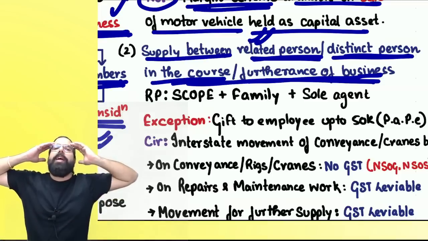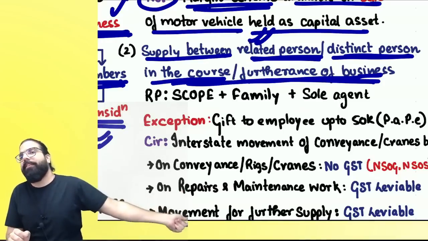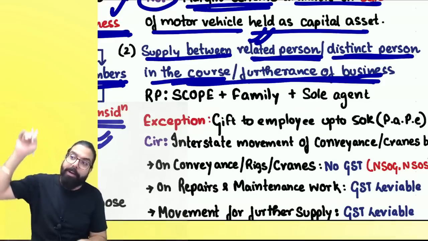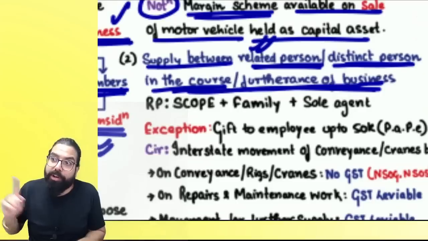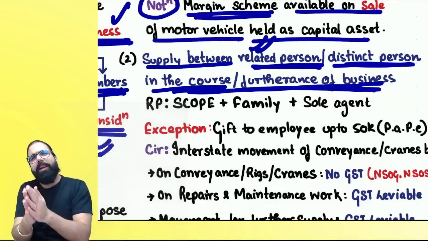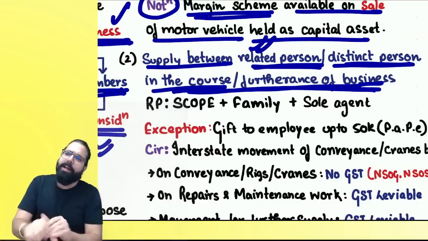People with me, same state, separate registration, distinct person. One state registered, another state registered, distinct person. One state registered, one state not registered, distinct person. Referred in section number 25. 25.4 and 25.5 of your registration chapter defines distinct person. Now, whenever there is a supply between related persons or distinct persons in the course of your business, it will always be considered as supply.